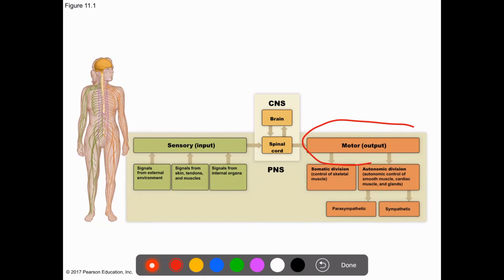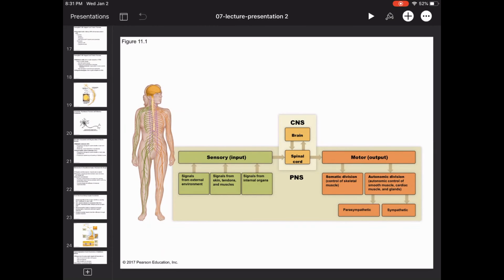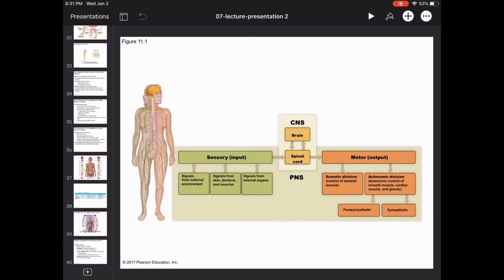So now we are talking about the motor output. We talked about the somatic division, the control of skeletal muscles, and we said these are usually voluntary, but with reflexes they are involuntary. The other division of the motor output is the autonomic division. This controls the smooth muscles, cardiac muscles, and the glands. And that's what we are going to study now. Let's go back to here.